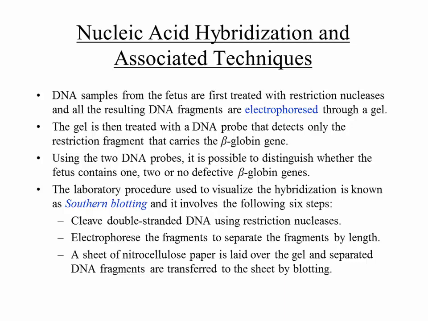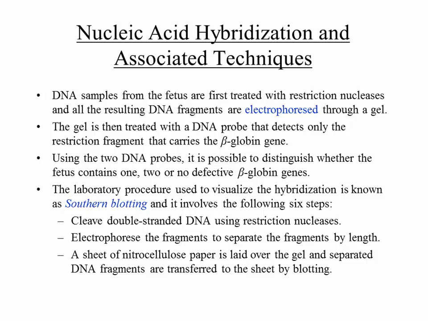But what are the steps involved? First, you cleave double-stranded DNA using restriction nucleases. That's what we talked about at the top of this slide. Now you're going to electrophorese the fragments to separate the fragments by length. We already talked about that before. And this is possible because DNA is negatively charged, so in an electric field, it is going to migrate. Then you want to capture this position information. So how do you capture that position information from the gel?